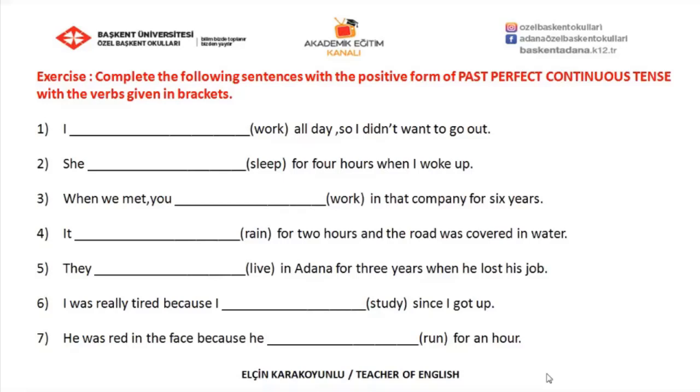Okay, let's do it together. As you see, here is the subject I and here is the verb. So just remember, after the subject, we use had been and the ing form of the verb. So I had been working all day, so I didn't want to go out. And the second one, she had been sleeping for 4 hours when I woke up.